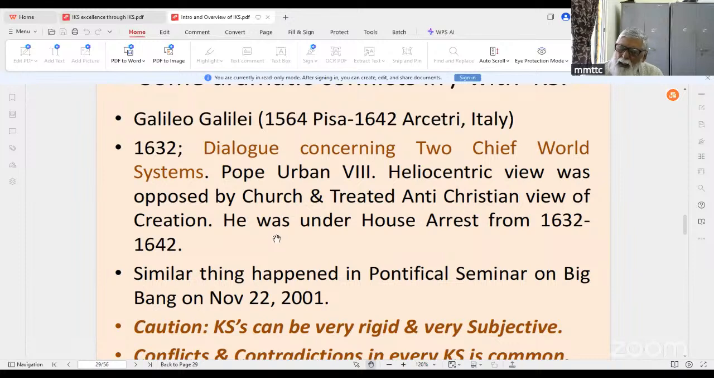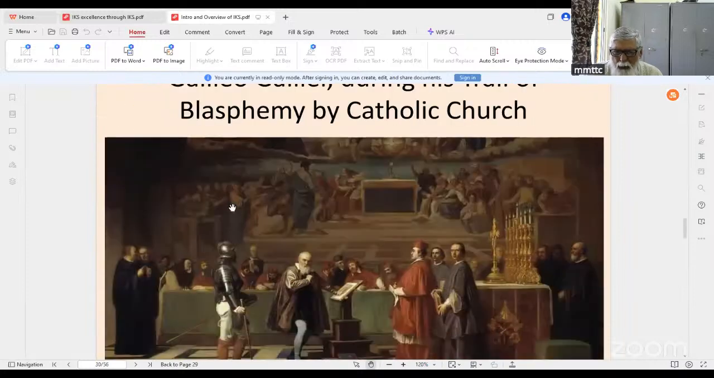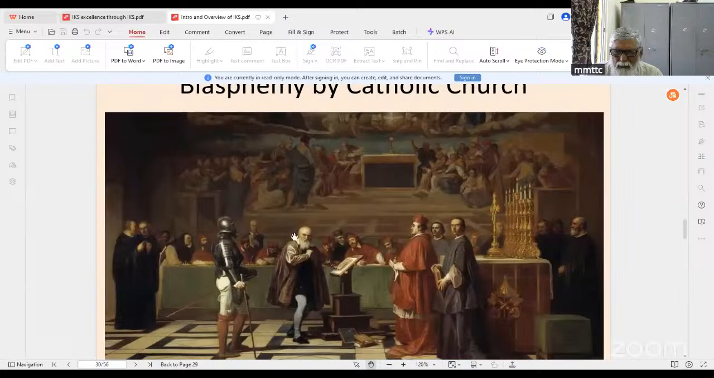So that's why questioning and making objective and observable justification is very important. This is an interesting painting of Galileo being put on trial. He was trying to defend his idea that it is sun-centric, whereas the entire Vatican had organized to show that it is earth-centric, etc.